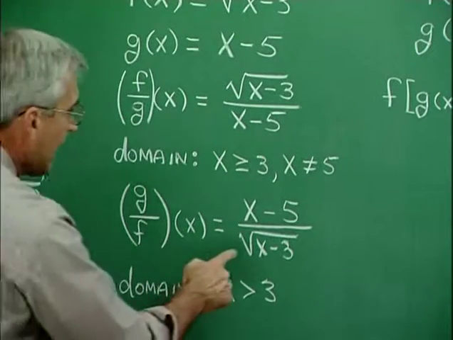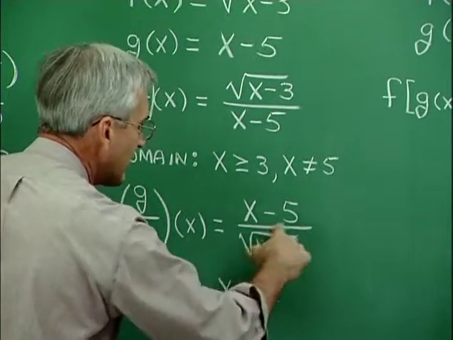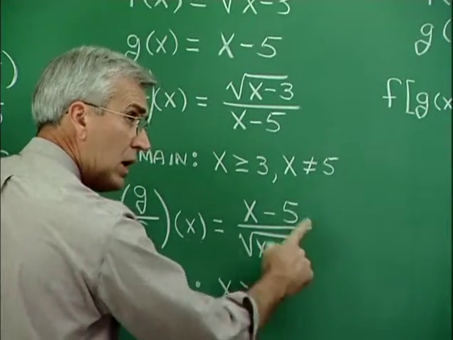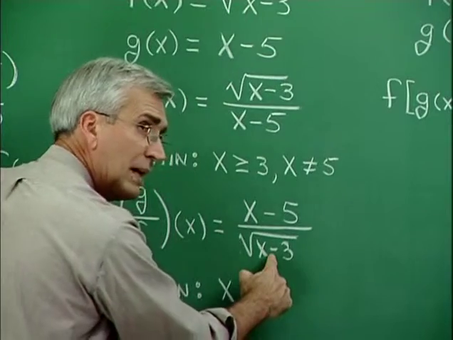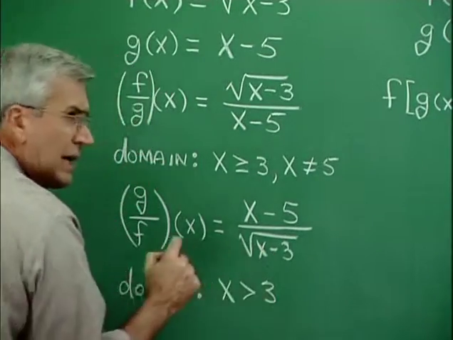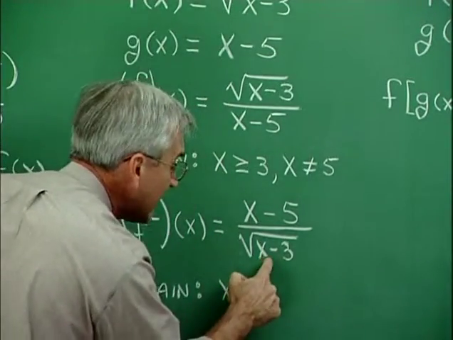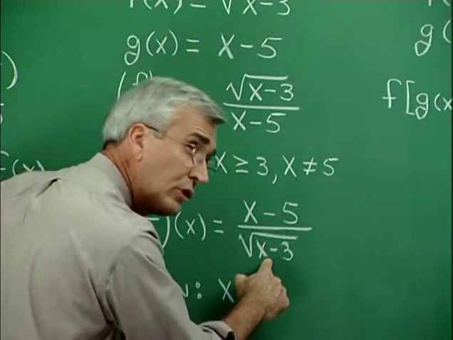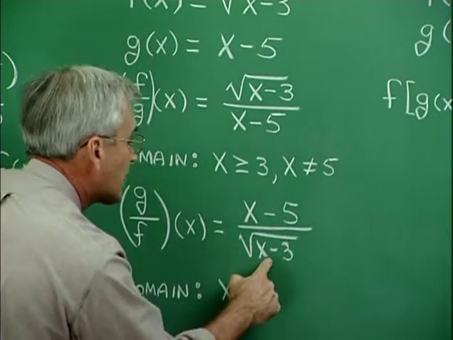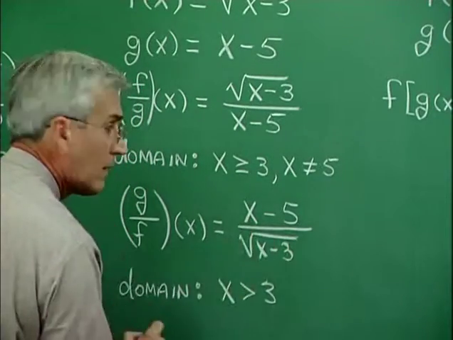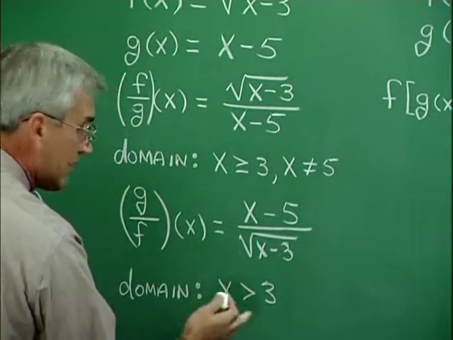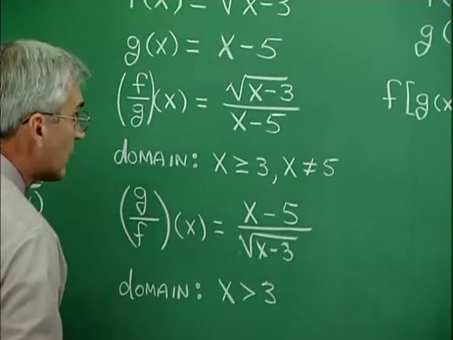Well, we can't have the value of the denominator becoming 0, and we can't have the radicand becoming negative. So let's see. For the radicand not to be negative, x would have to be greater than or equal to 3. But x can't be equal to 3 because it would cause the denominator to be 0. So we have a strict inequality then for the domain: x is greater than 3.